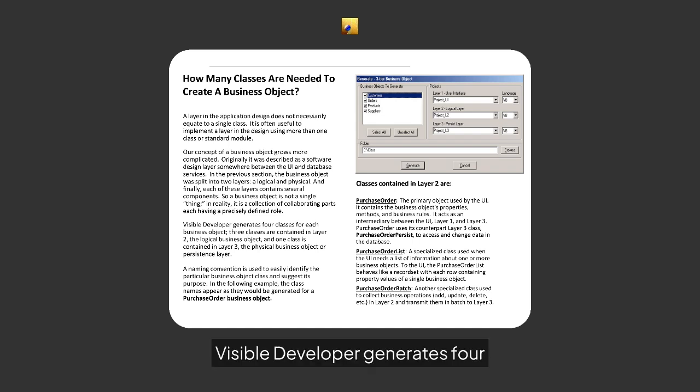Visible Developer generates 4 classes for each business object. 3 classes are contained in Layer 2, the logical business object, and 1 class is contained in Layer 3, the physical business object or persistence layer.